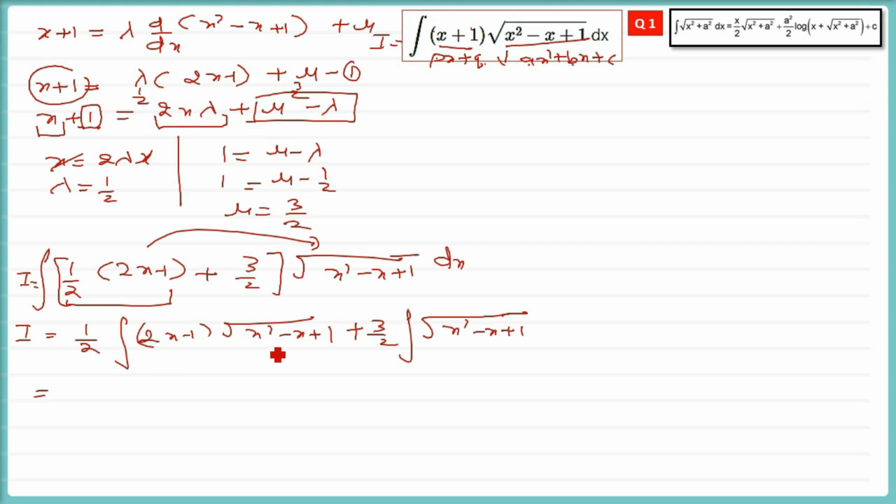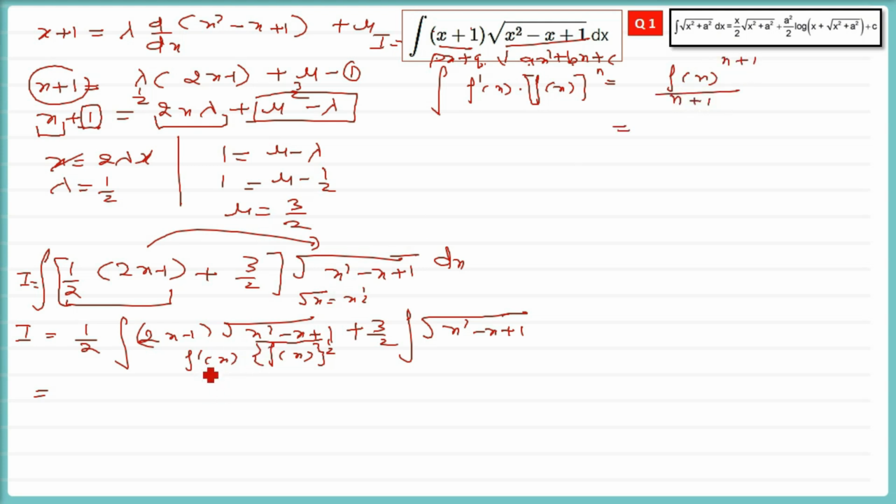Now you already know that this is f(x), which is inside root, and the power is half because under root x is simply x to the power half. So f(x) to the power half. If you take the differentiation of f(x), which is f dash x, it will give you 2x minus 1. So x square minus x plus 1 differentiation will give you 2x minus 1. So integration of f dash x into f(x) to the power n, which you see here also, you can directly write as f(x) to the power n plus 1 divided by n plus 1.